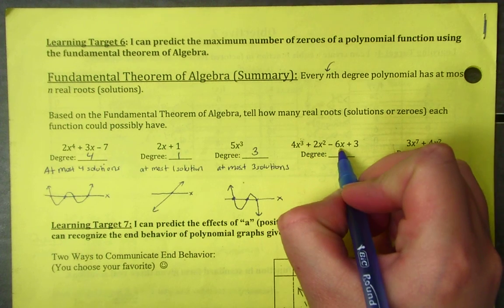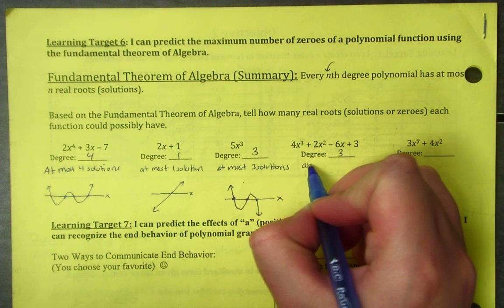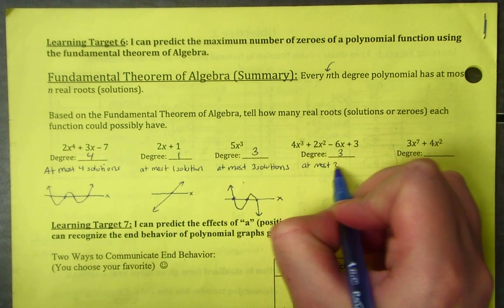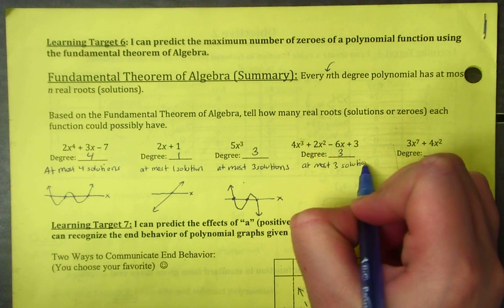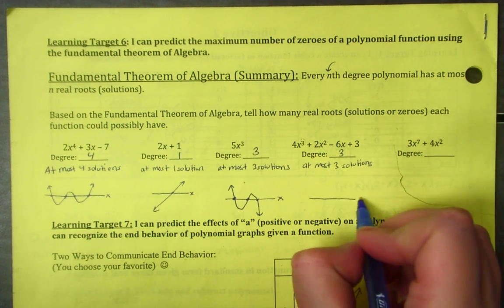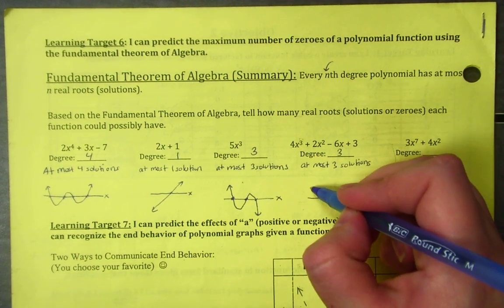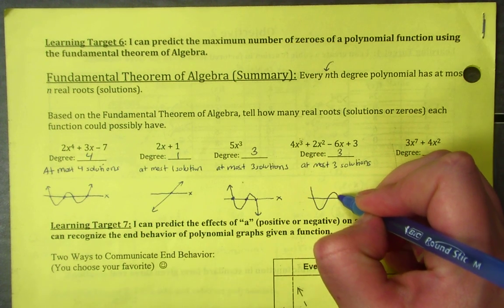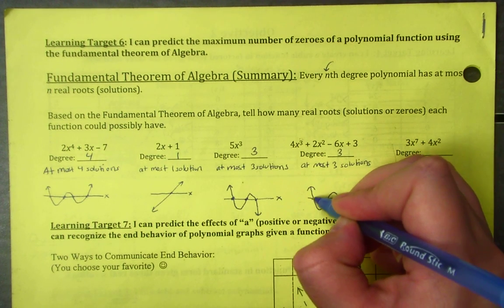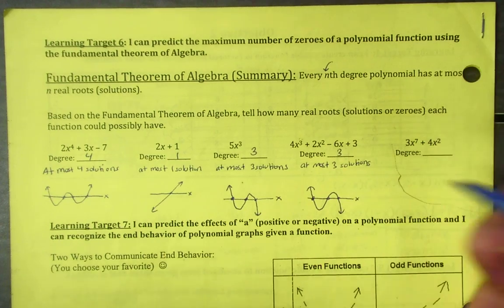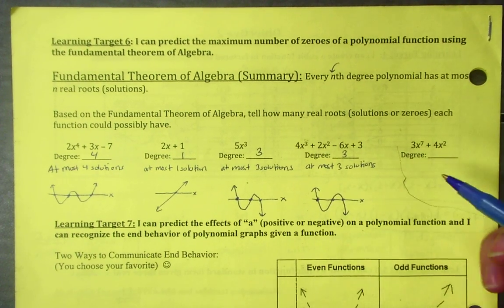This one also has a degree of 3. So here's my x-intercept. It's going to be the same thing. Down, up, down. Okay, so there's 3 different directions.